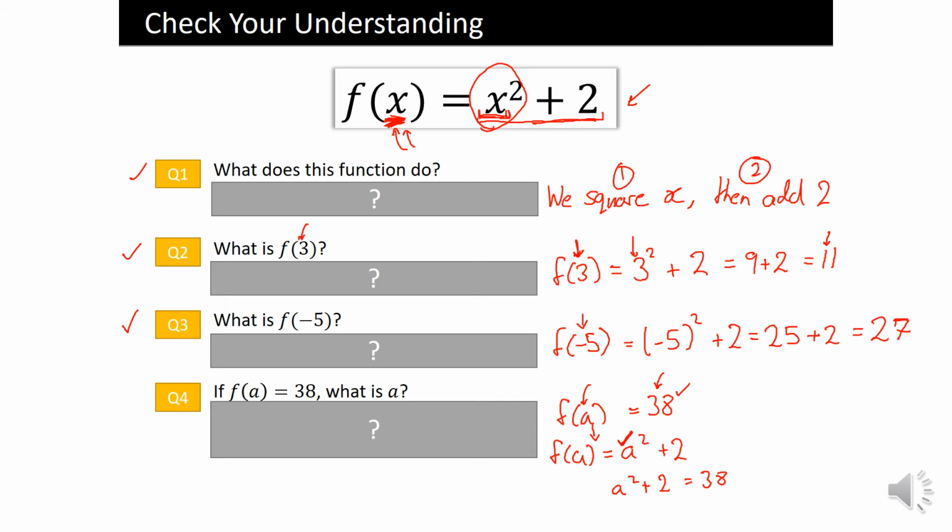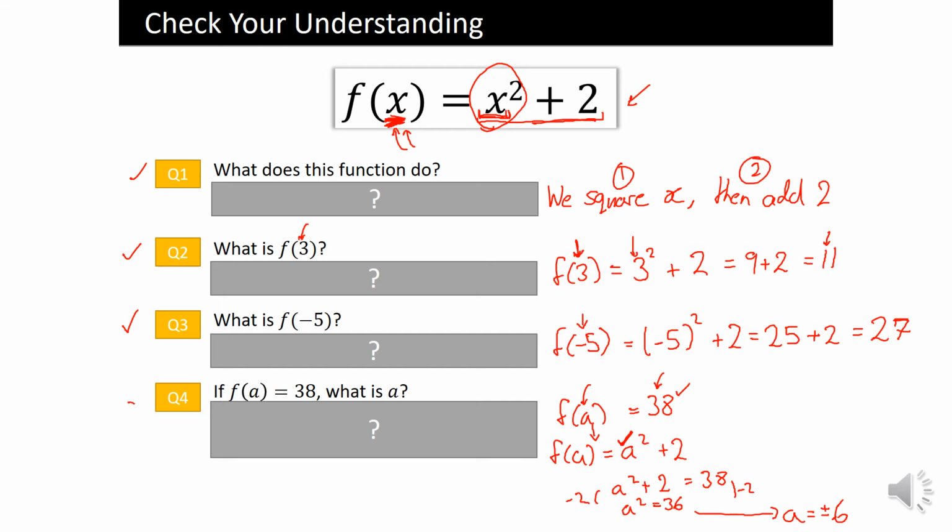So now we just need to rearrange to get a squared. So we're going to minus 2 from both sides. So we get a squared equals 36. And from that, that tells us a is either plus or minus 6, because square root of 36 could be plus or minus 6. I think for a question like this, at GCSE you would need to put plus or minus, but at year 9 level you'd be fine if you just put 6. So don't worry too much about plus or minus.